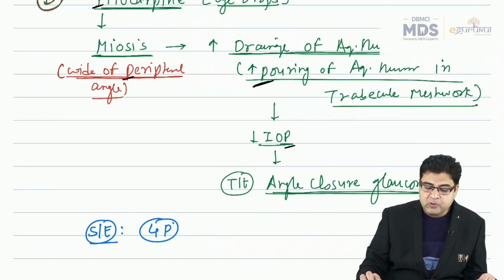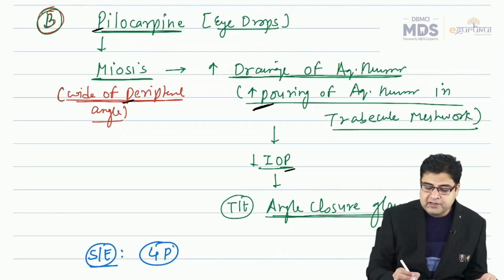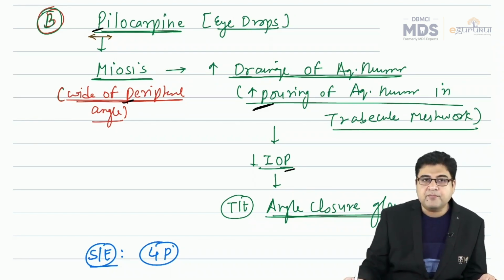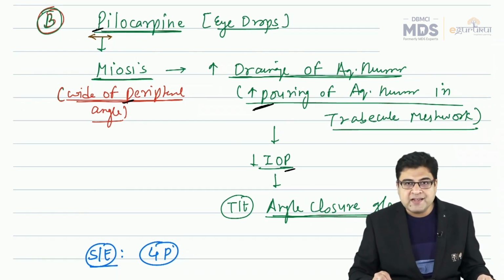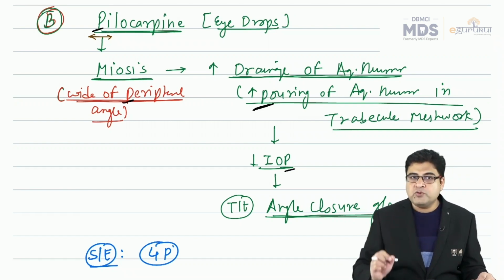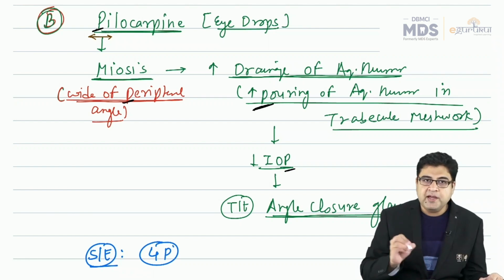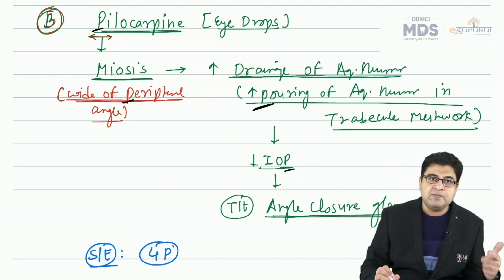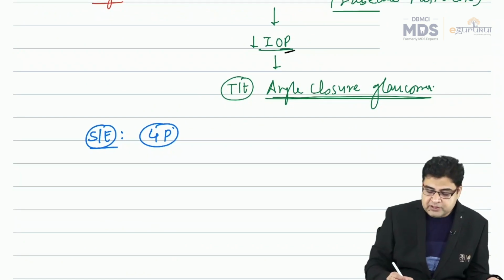So the drug name is pilocarpine. One more way of remembering the drug is that pilocarpine starts with PI, and this medicine will cause meiosis. Meiosis means the pupil size will become very small, just like the point of a pin. So we call it pinpoint pupil or the meiotic pupil. So PI is pilocarpine, and it will result in pinpoint pupil. So what are the side effects of pilocarpine? This medicine will make the pupil pinpoint.